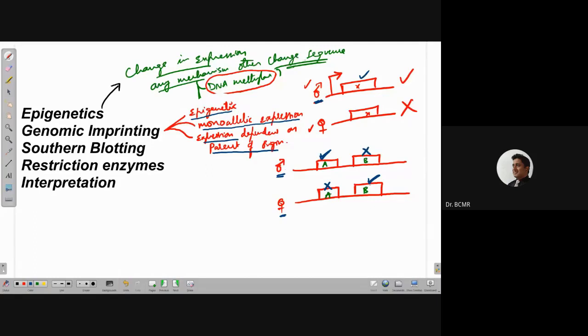I hope you all know Southern blotting. In this course itself, we have discussed a lot about restriction endonucleases, and because we are going to use restriction endonucleases for this particular technique, I am taking this up at this time, since we have just recently studied restriction endonucleases.